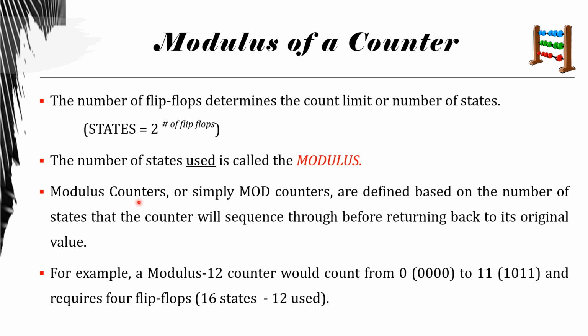The modulus counters or simply mod counters are defined based on the number of states that the counter will sequence through before returning back to its original value. That is the number of distinct states. For example, a modulus 12 counter would count from 0 to 11 and it requires 4 flip-flops. So 16 states will be there, but only 12 are used, and so it is called a modulus 12 counter. So the modulus is nothing but the number of states that the counter will sequence through before returning back to its original value.